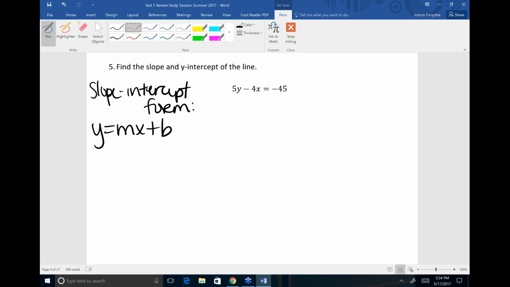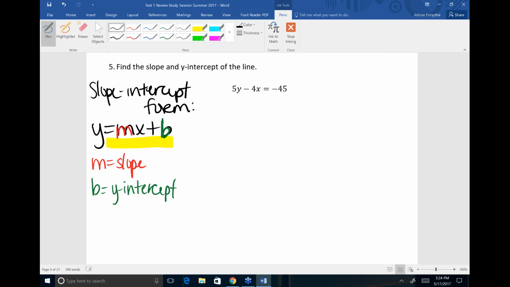So m is going to be your slope, and b is your y-intercept. So if you can make your equation turn into slope-intercept form, basically solve it for y, get y by itself, and put it in this form here, then you will be able to just identify the m and the b and identify what the slope and y-intercept would be.